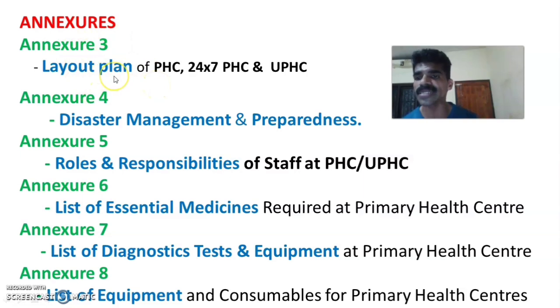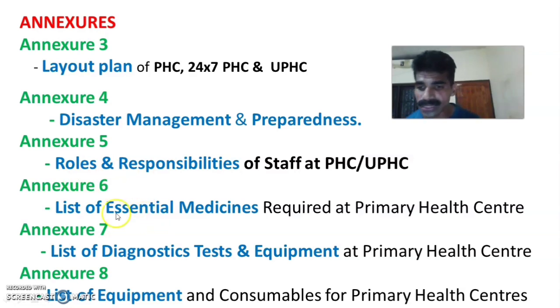Then annexure 3 is regarding the layout, building plan and blueprint of the PHC, the 24/7 PHC and the urban primary health center, all given in detail as layout in annexure 3. And annexure 4 consists of disaster management and preparedness. So various steps in disaster management and various arrangements in the primary health center regarding disaster management and preparedness. Annexure 5 explains in detail the roles and responsibilities of the different categories of staff at PHC and urban primary health center.